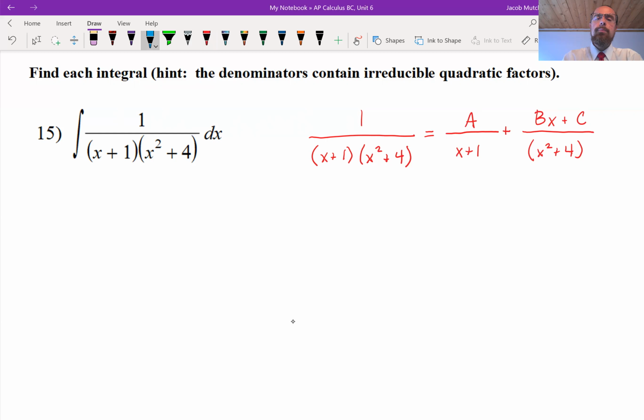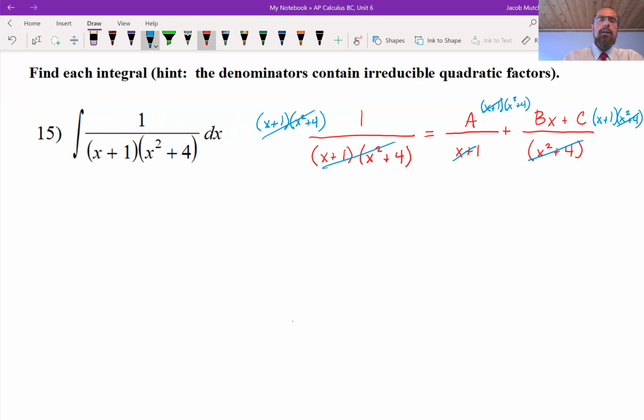Again, I'm going to multiply each term here by the least common denominator, which is x plus 1 times x squared plus 4. So just like in the previous example, this left side will cancel out. I'm going to see individual cancellations here on the right. x plus 1 is going to cancel, so there I leave x squared plus 4. And then x plus 1 will stay on the second one, x squared plus 4 will cancel.